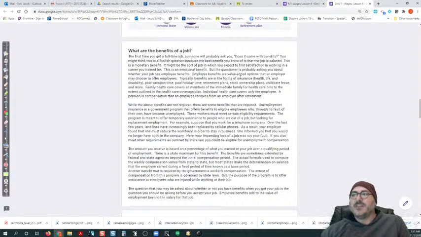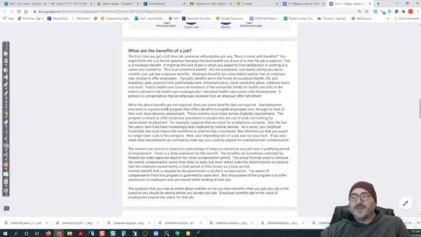Employee benefits are value-added options an employer may choose to offer employees. Not all jobs have many employee benefits. Typically, benefits are in the form of insurance, health, life, and disability, paid vacation time, paid holiday time, retirement plans, stock ownership plans, child care leave, and more. Family health care covers all members of the immediate family for health care bills to the extent outlined in the health care coverage plan. Individual health care covers only the employee. A pension is compensation that an employee receives from an employer after retirement.